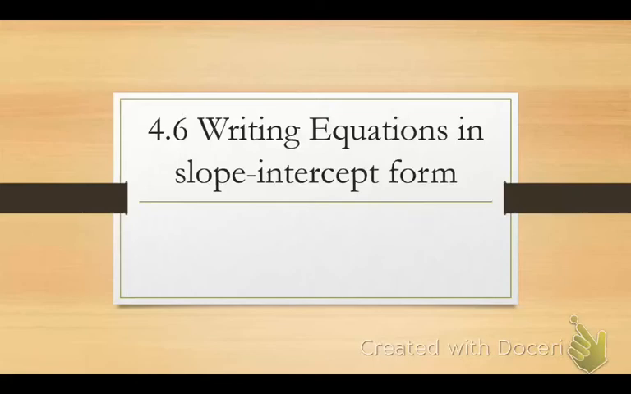So in 4.6, we're actually not graphing at all. There's no graphing in this section. All we are doing is writing the equation from the graph, from the table, from ordered pairs. So we're doing all of this backwards from what we've done earlier in the chapter, and that's reading the equation and then putting it on the graph or putting it into a table. All right, so writing equations in slope-intercept form.